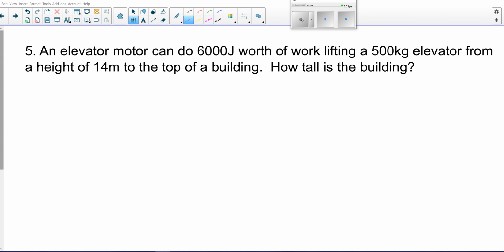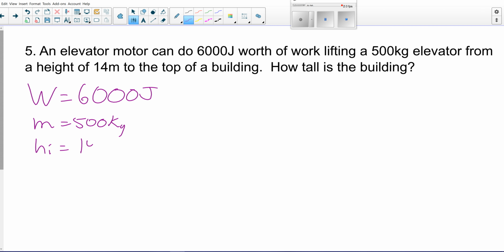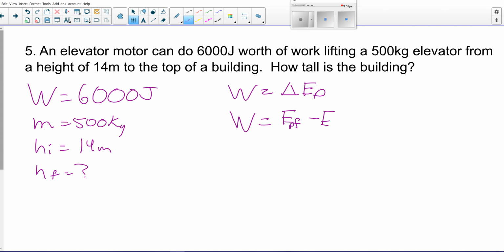So on this one, we know the work this time, which ironically saves us work if we know it, because then we don't have to do force times distance. We already have the number. We know the mass, 500 kilograms. We know the initial height is 14 meters, and we're looking for the final height. So obviously if height's involved, we're talking about a change in potential energy. So that means that work equals our final potential energy minus our initial potential energy. And on this one, we have both. The initial isn't 0 this time.